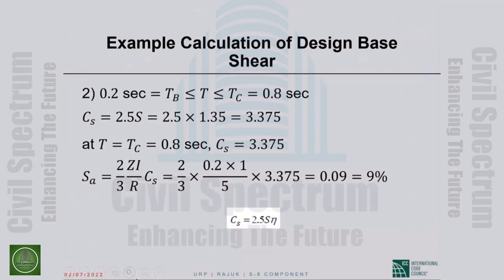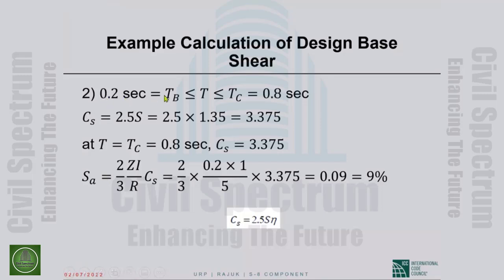Remember, our operating equation is V is equal to S sub A times W. In BNBC, that's what it is. V and W have the same units, the unit of weight. Here it is kips, you have kilonewton or whatever. So S sub A is a number, it doesn't have a unit. So it was 0.09 at the end of the ramp.